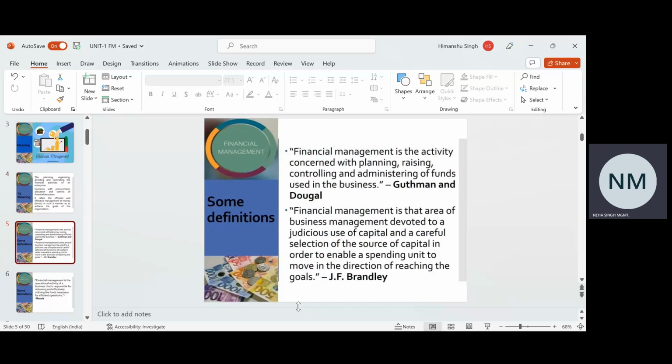Moving towards our next slides, which is based on the definitions. So I personally recommend the definition given by Gutman and Doggle. He says that financial management is the activity concerned with planning, raising, controlling, and administrating of funds used in the business. There are various definitions given by different authors, but I personally recommend this definition given by Gutman and Doggle, because this definition covers the whole meaning of financial management.